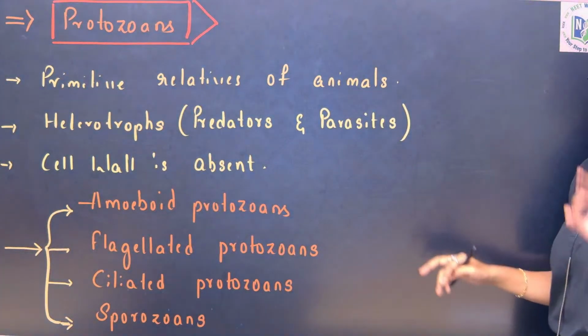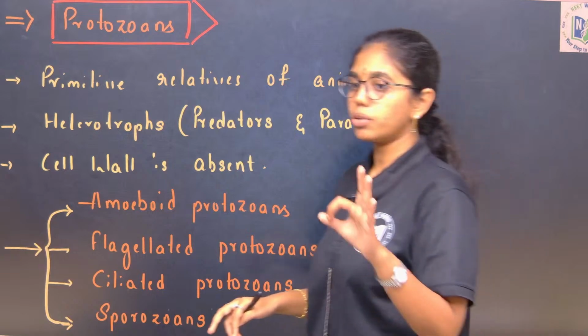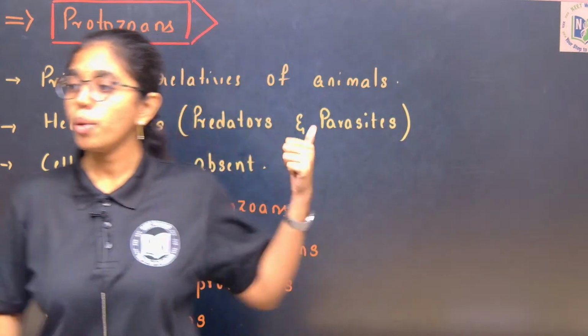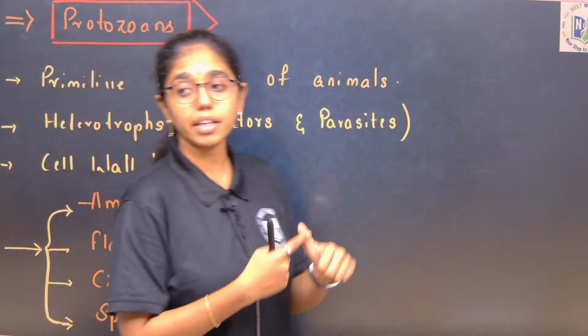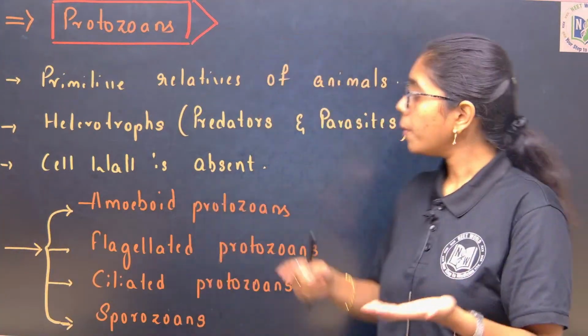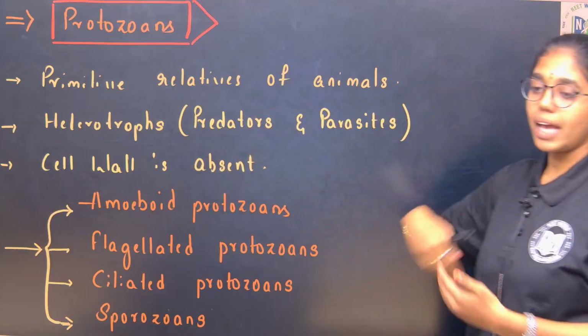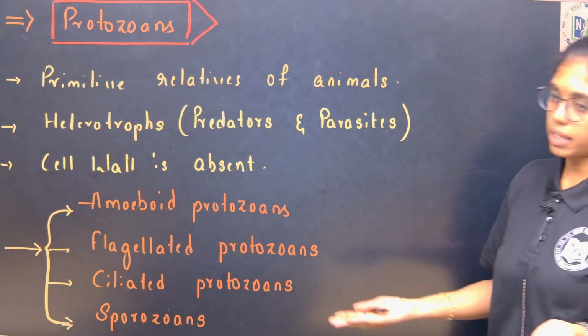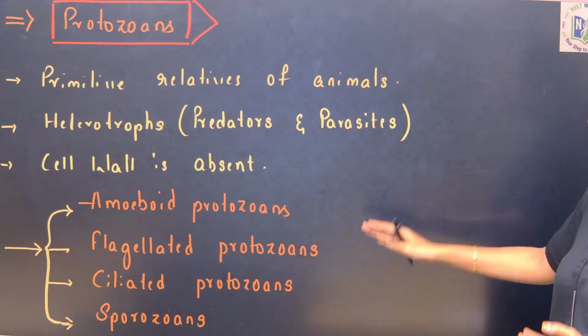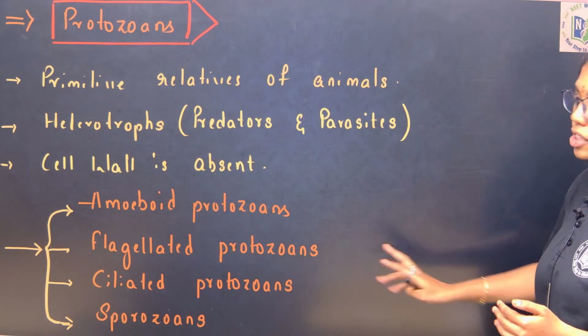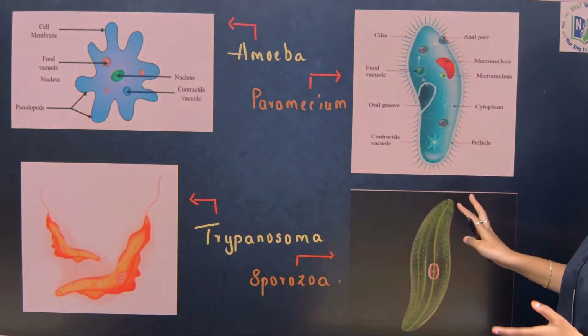Now the third division under the kingdom Protista, those are animal-like protists, which are protozoans. Protozoans are the primitive relatives of the animals. They are heterotrophs, and they act both as predators and parasites. Cell wall is completely absent. We have four divisions: amoeboid, flagellated, ciliated and sporozoans. Let us learn all together.